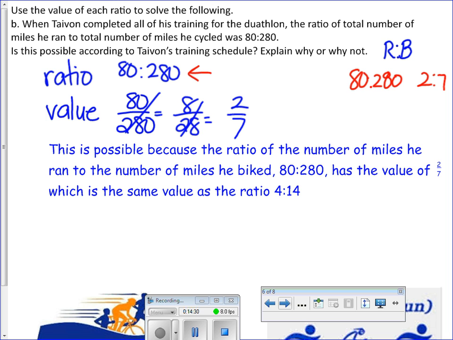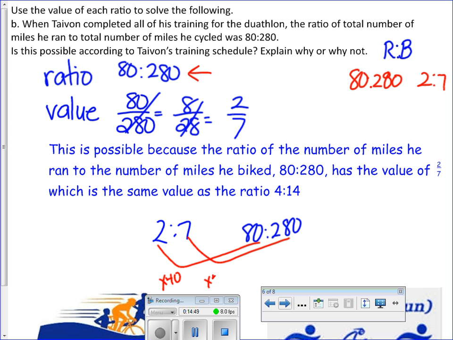We could always double check it like this. 2 to 7 was his ratio. His total was 80 to 280. We could always double check using our double V. Times 40, times 40. That's a constant. So those are equivalent ratios.